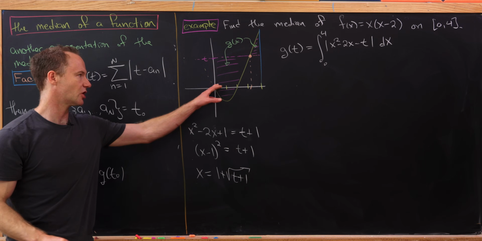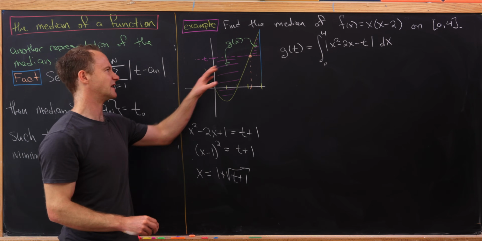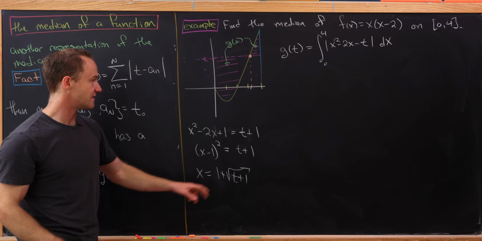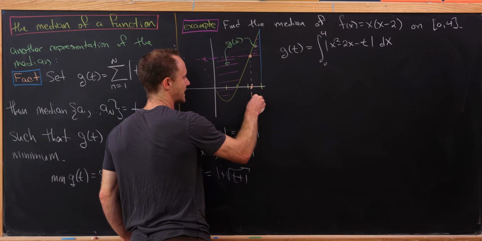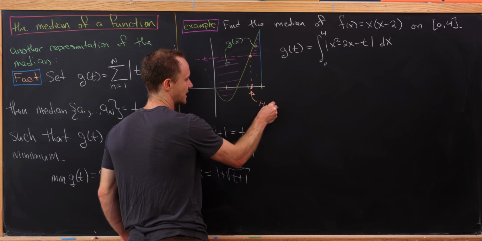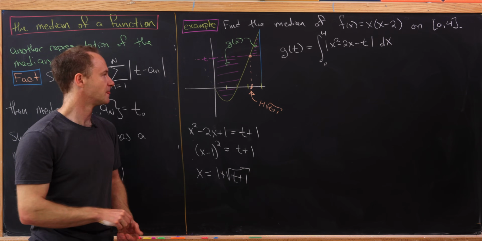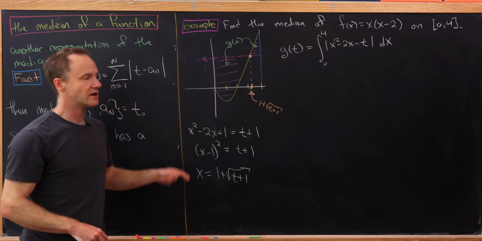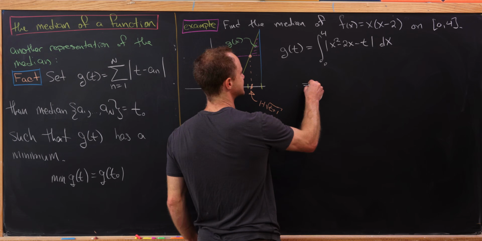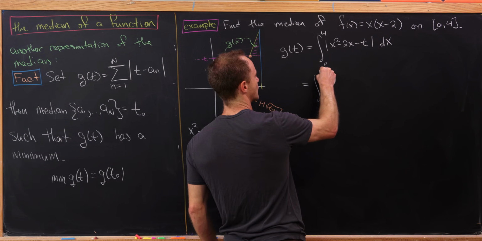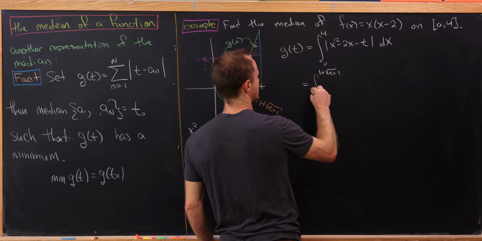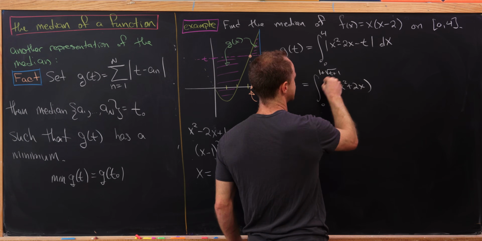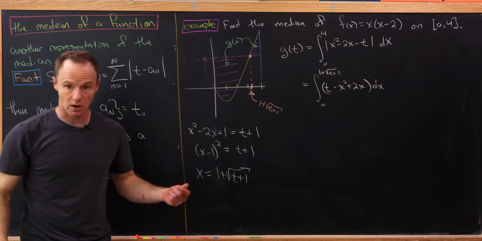Of course, I chose the positive root there because it's clear that our intersection happens in the positive root. So notice between 0 and this x value, which maybe let's go ahead and point out, this x value is 1 plus the square root of t plus 1. The line is on the top. And from this x value up to 4, the curve is on the top. So that means I can easily write this as the integral from 0 to 1 plus square root of t plus 1 of, let's see, t minus x squared plus 2x dx, because the line is larger.